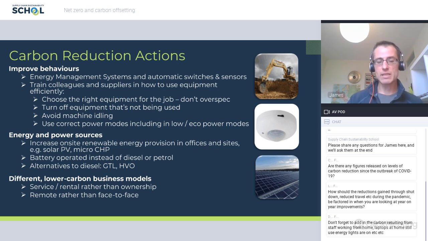And then finally, thinking about different business models being radically different, moving to a service model rather than ownership, for example, going remote rather than face-to-face. There's lots of different ways of doing this, and this is just a short list. And I'm sure there's many others that you could add to it as well, that give you that blended approach to reducing your carbon. There's no one size fits all by any means.